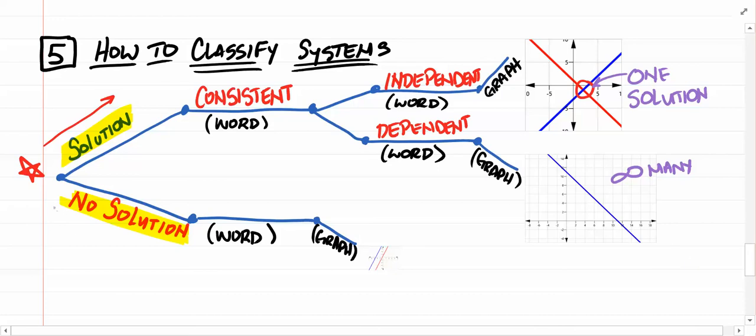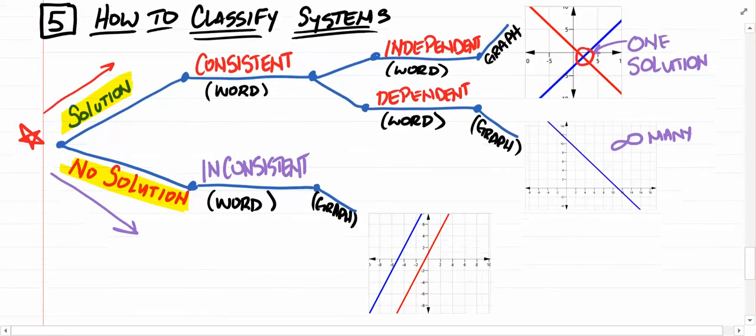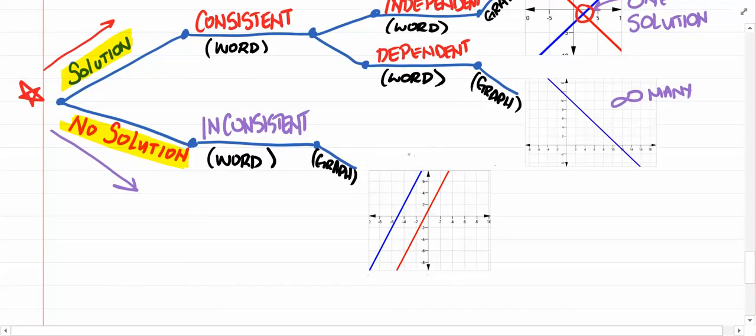Okay, the other direction we could go, the complete other direction, is this. If your system has no solution, the word that we use to describe it is inconsistent. And if it's inconsistent, then its graph will look like this. It will be two parallel lines. The reason there'd be parallel lines here is because there is no point of intersection. The blue line will never cross the red line, therefore there is no common point.